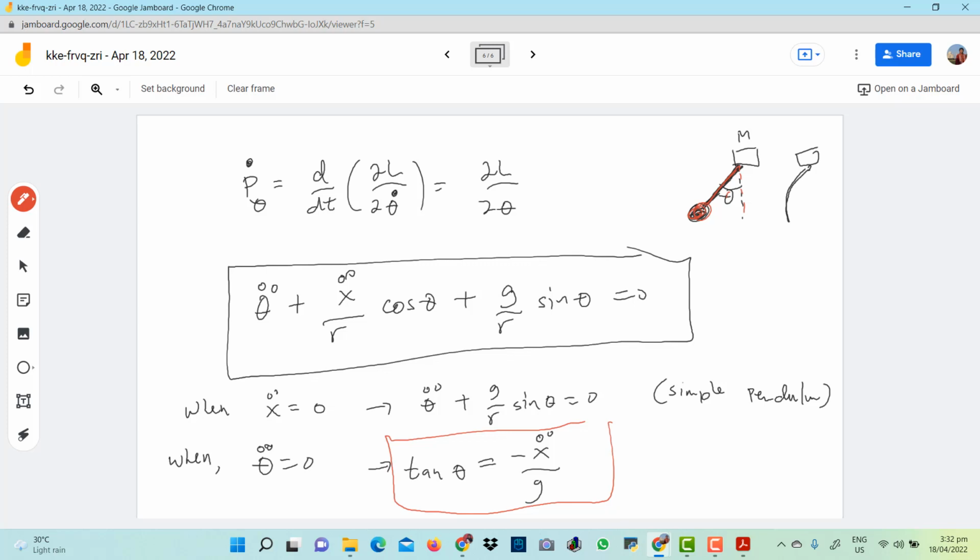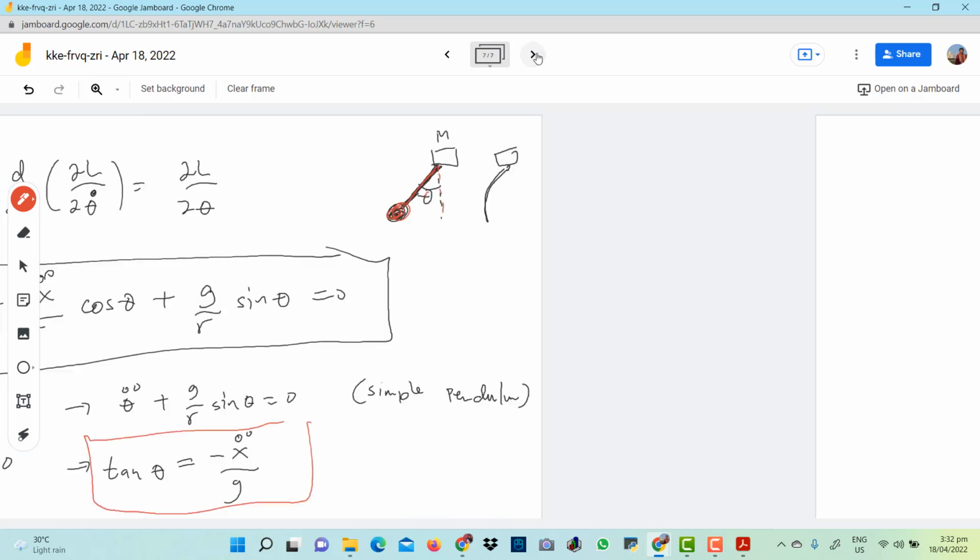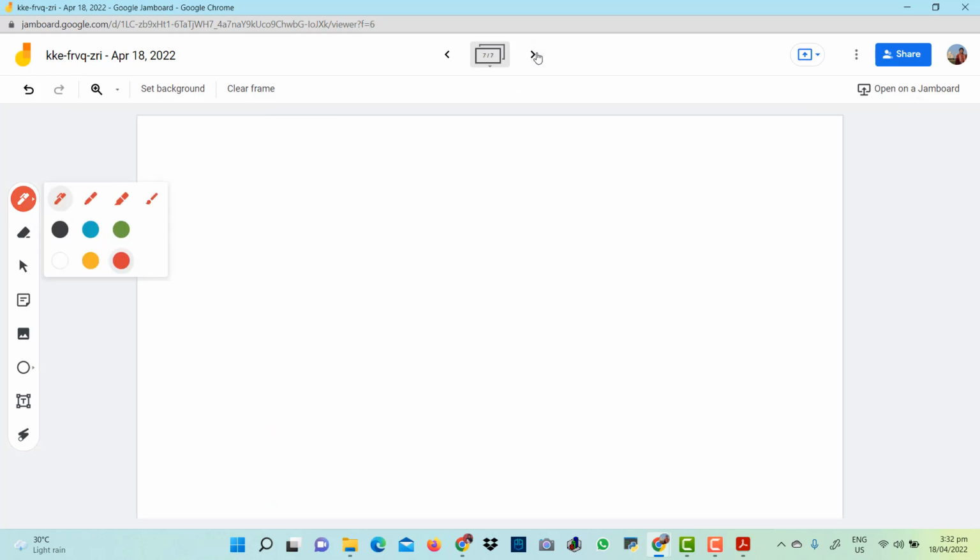It will not swing anymore. Take note, theta double dot is equal to 0. Okay? Yeah, that one. So that's a pendulum attached to a movable support. Another example, what if I have a spherical pendulum? What is the difference between a simple pendulum and a spherical pendulum?